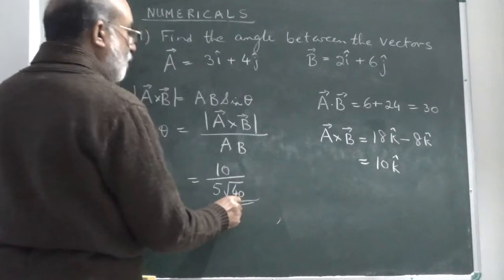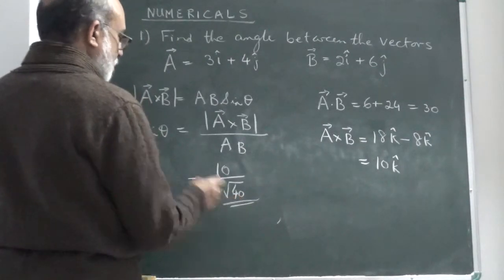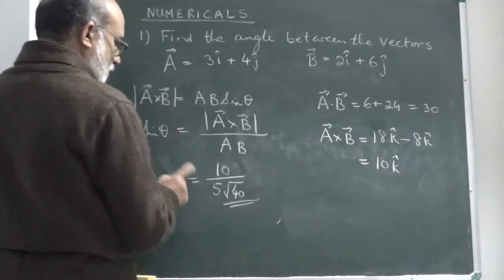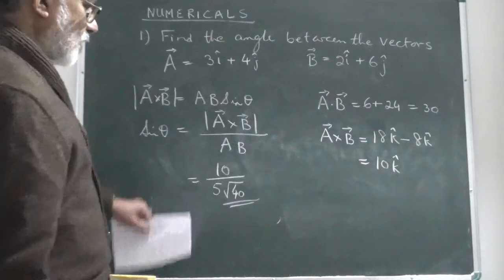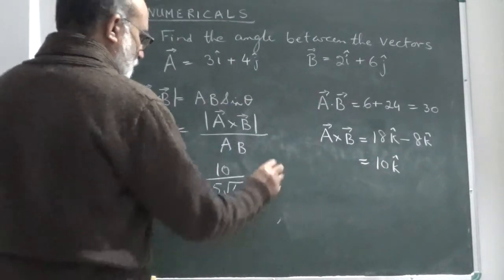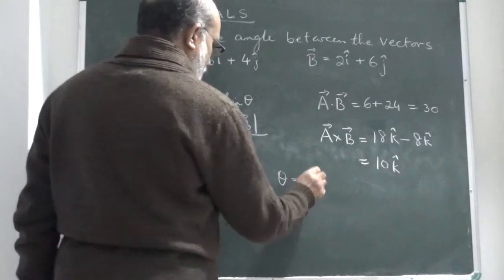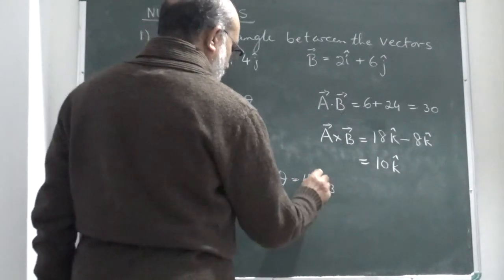So another way of finding the angle between the two vectors is by using this method also. You can find the angle. This again will give you the same angle, that is 18.43 degrees.